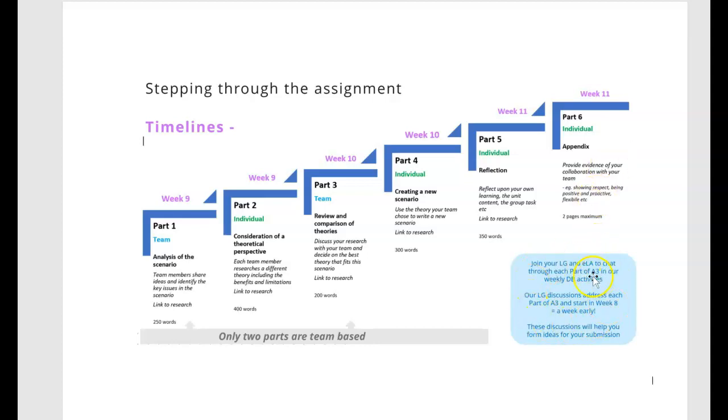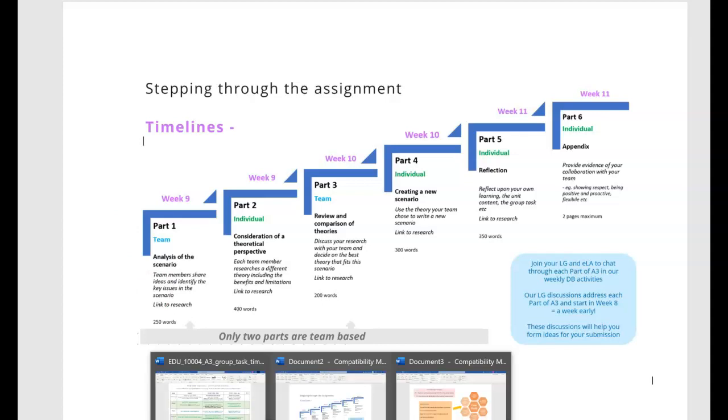So this here is me just saying that in week 9, you're going to start discussing with your teammates what's not working when you analyze it. And we actually discuss that along with your learning group and your ELA the week before. So that's a bit of your warm up, and then we continue through the weeks. So it's a bit of a bonus for you.